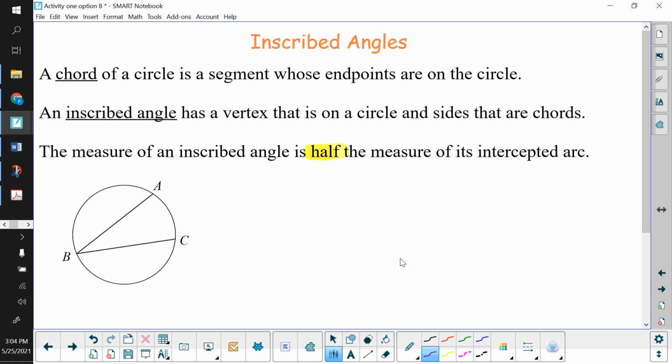The measure of the inscribed angle is always half the arc it opens up to. So if I knew that this arc was 80, the inscribed angle would just be half of that, which is 40. So this idea that the angle is half the arc is an important one for today.